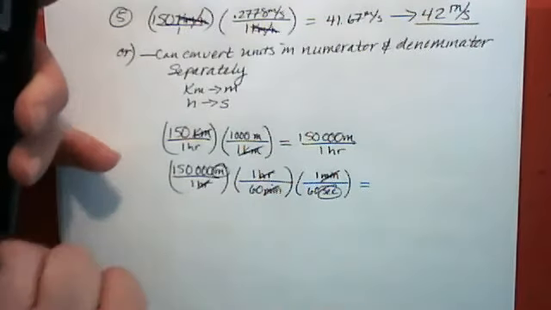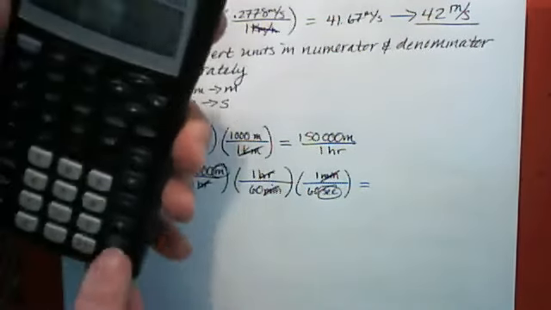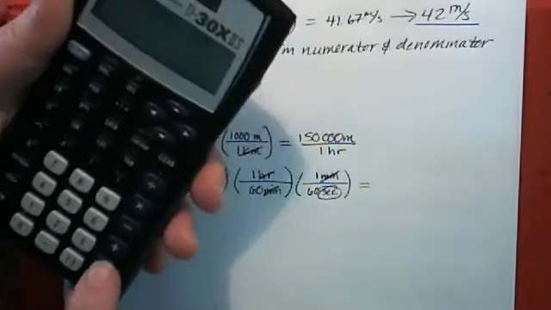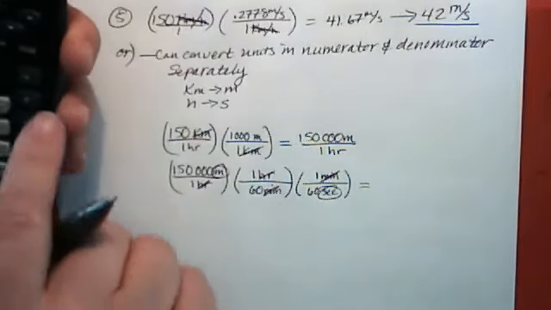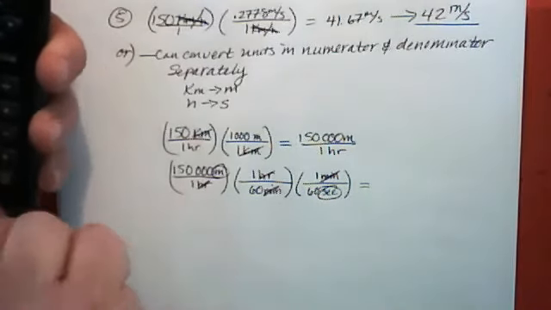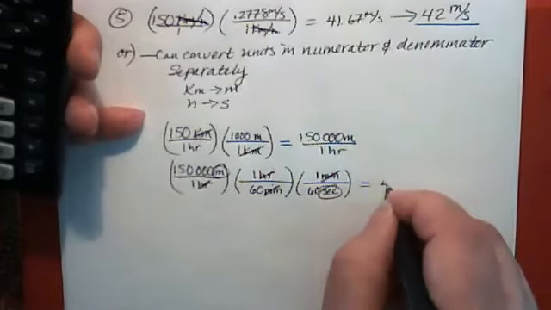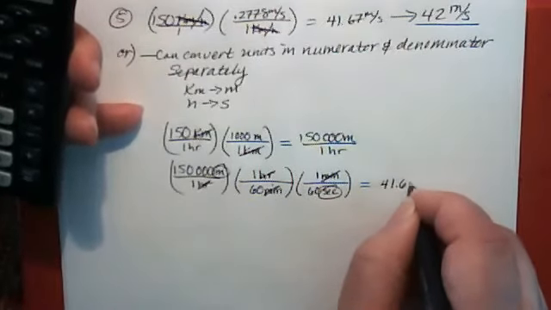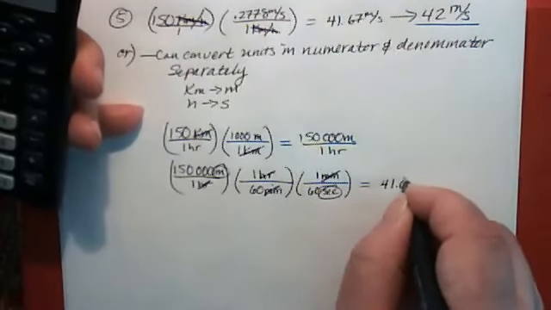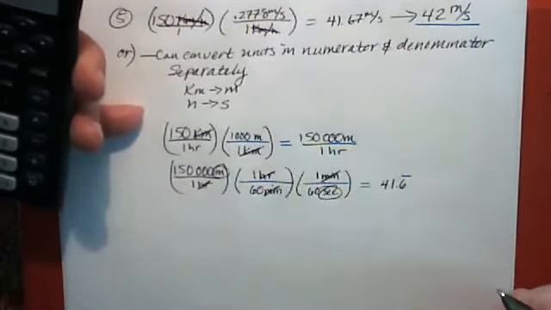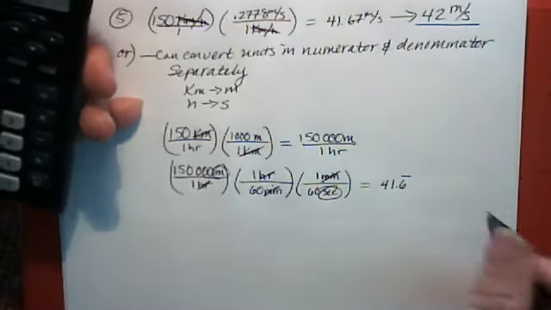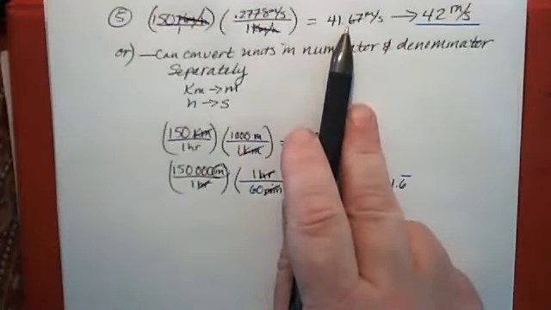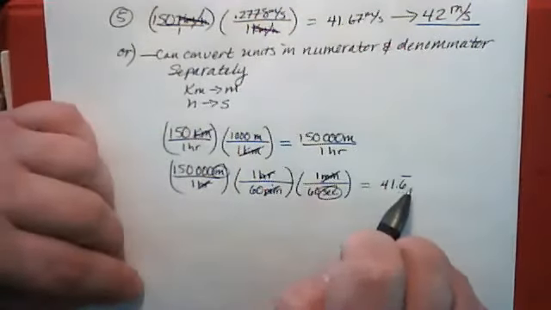And so if we take 150,000 divided by 60, and then I hit equals after dividing by something just to play it safe, and then take the answer and divide by 60 again, we get 41.6 repeating, which is basically 41.67 if you want to round it off to 4 significant figures.